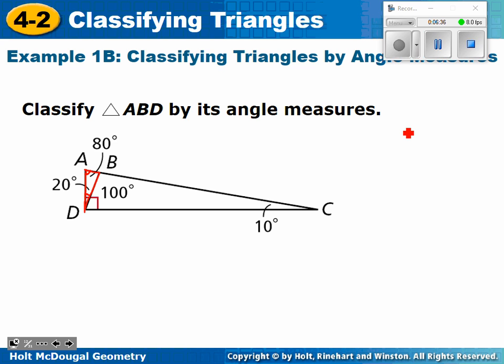The other angle. If this one's 80 and this one's 20, how much is that total? 100. And so what does that mean? This other angle, ABD, has to be 80. So can we say for sure now that it is acute? Yes. So you may have to find a missing angle before you really make your decision. And I would suggest you do that just to be confident. So this is an acute triangle.